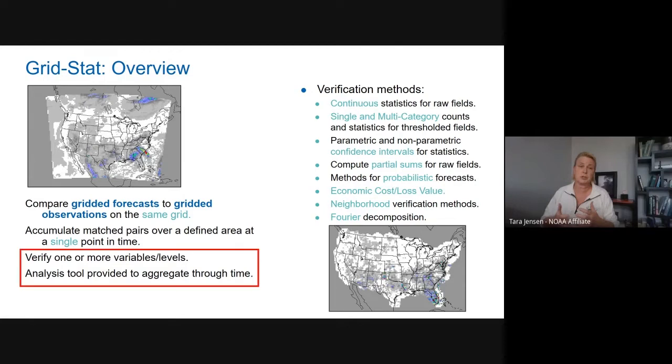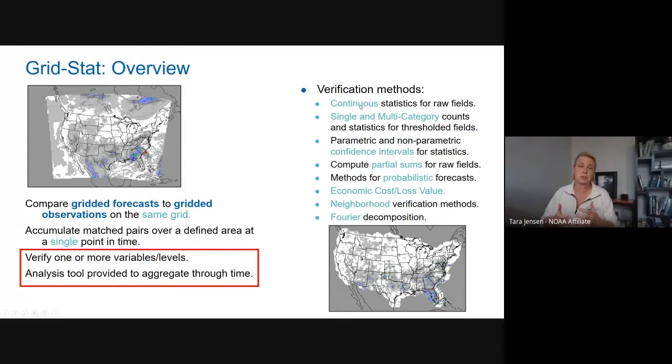You can verify one or more variables and levels. So you can configure it to look across many different levels or many different variables. And then you use the analysis tools to provide the aggregation through time or over spatial regions, over masking regions and so forth. If you need more information on GridStat itself beyond this, I would suggest going back to the basic series and also looking at the user's guide and the online tutorial.